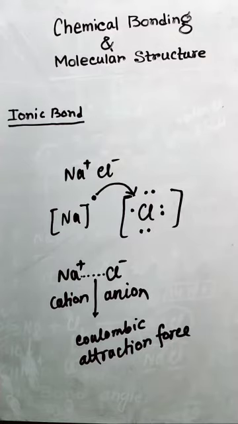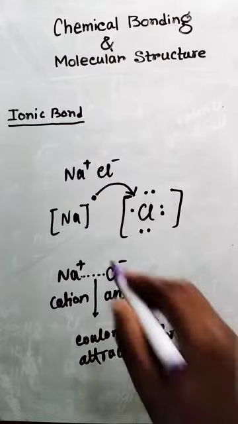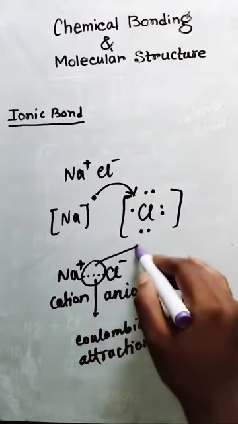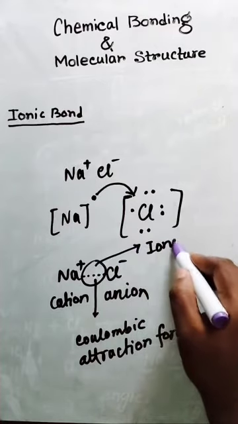And this Coulombic attraction force actually depends on the charge of the atoms as well as the distance between them. And the system will be at a lower potential energy when the two oppositely charged ions are close to each other than when they are far apart. So actually, this attraction force is considered as the ionic bond.